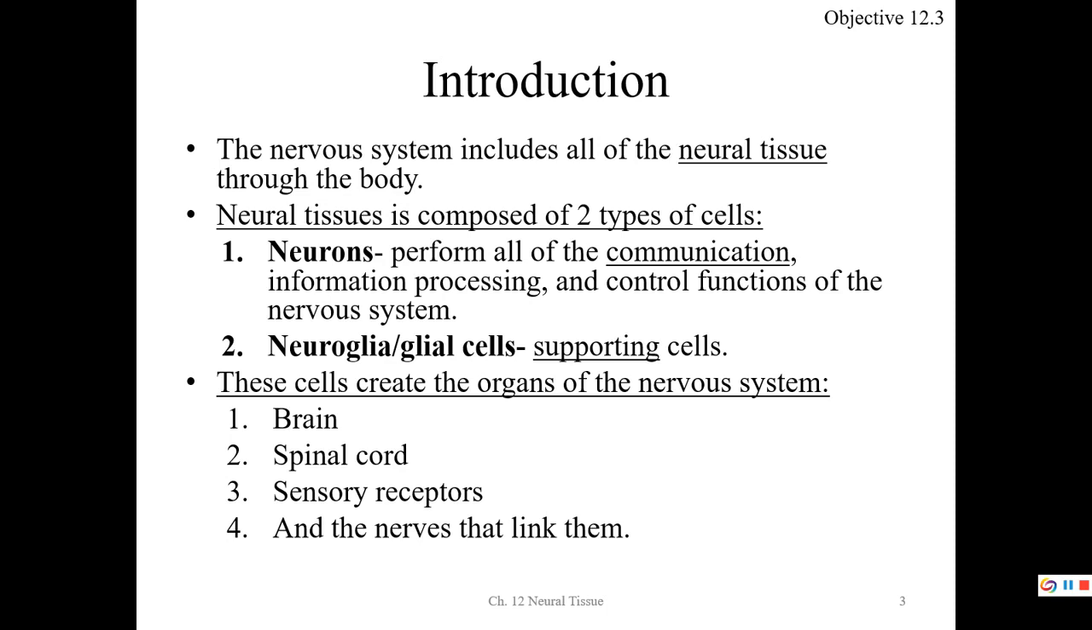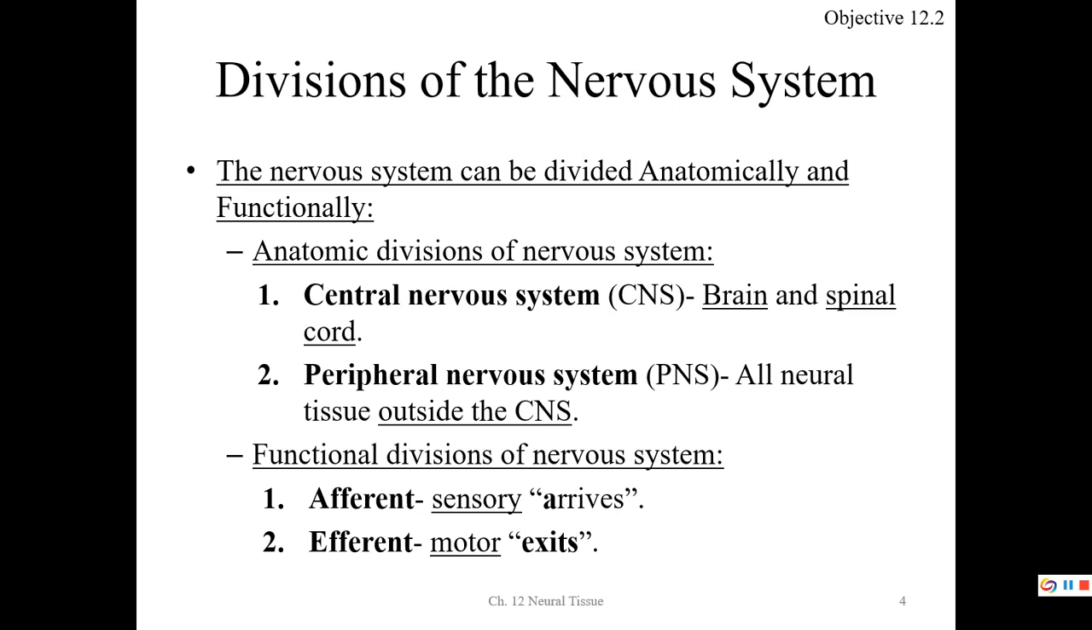They help Batman. Now, when we also look at this, we can see that these two cells create the neural tissue that creates the nervous system. These cells help create the brain, the spinal cord, the sensory receptors, and all the nerves that link them together. So we're going to see they really are very important. I'll talk a little bit more about this as we go along.